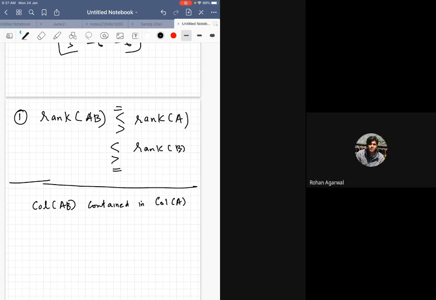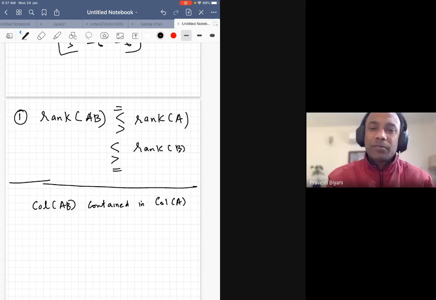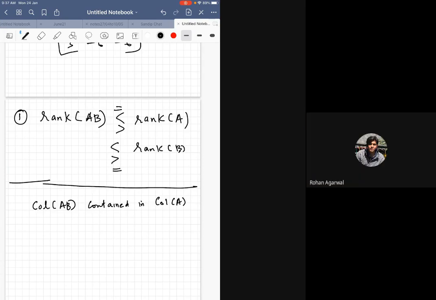Yes, sir, it will be contained because in the first class, I think you showed us that matrix multiplication can be viewed as a linear combination of the columns of A, which is nothing but the column space of A. Yeah, sure. So therefore the column space of AB has to be contained in the column space of A. I might not be able to say it properly, but I know.